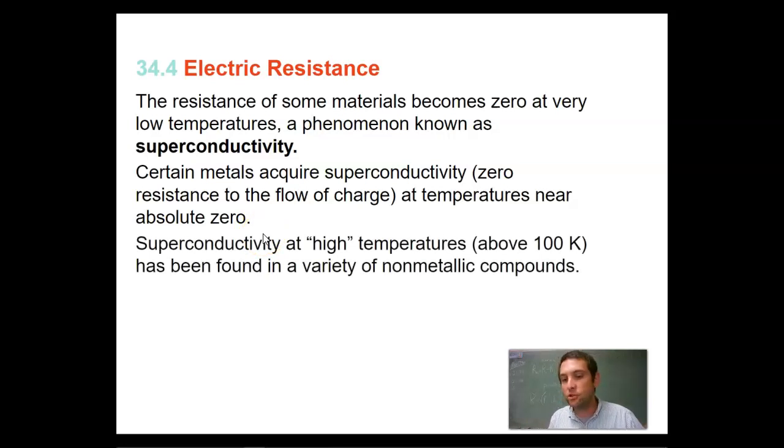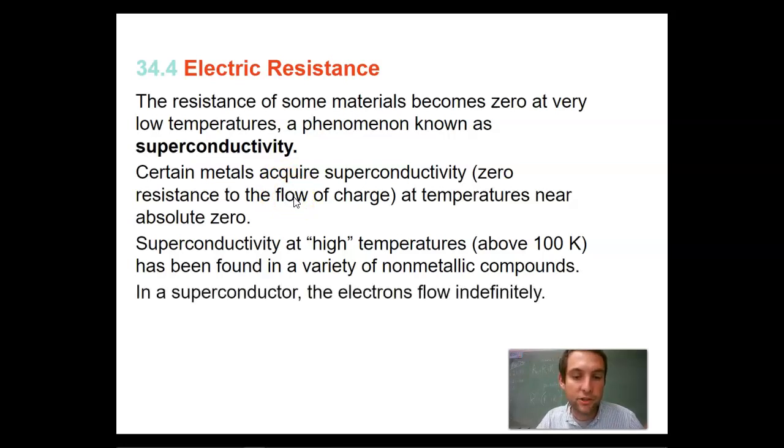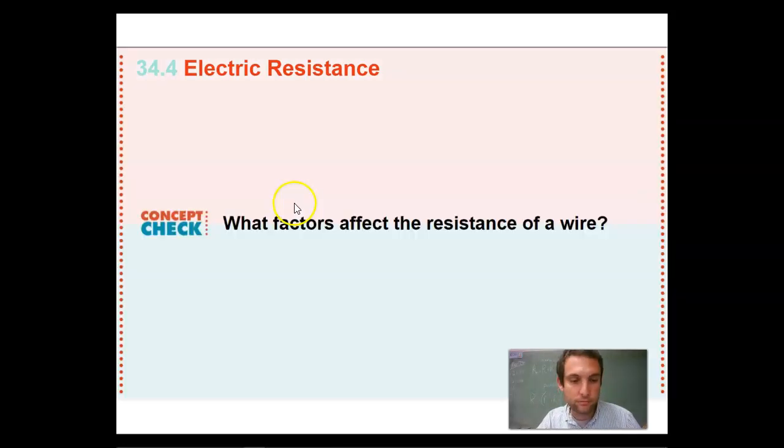Superconductivity at high temperatures, anything above 100 Kelvin, has been found in a variety of non-metallic compounds. In a superconductor, the electrons flow forever. What factors affect the resistance of a wire?